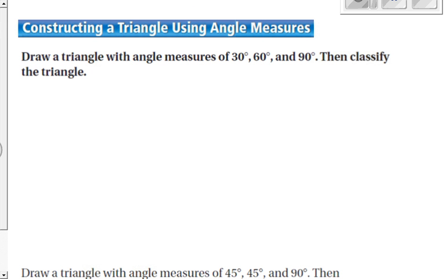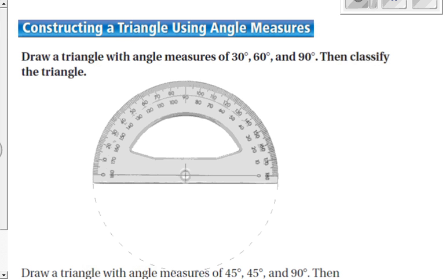So now it says that we are going to draw a triangle with angle measures of 30 degrees, 60 degrees, and 90 degrees, then classify the triangle. So I have my protractor here. First thing I need to do is draw a line, and this time I'm only going to draw a line from halfway all the way across to the right side.